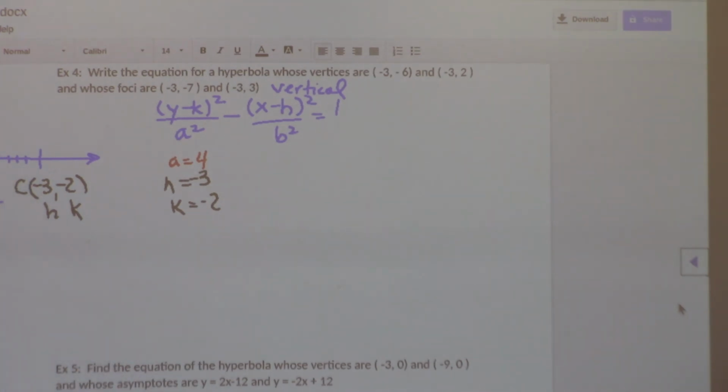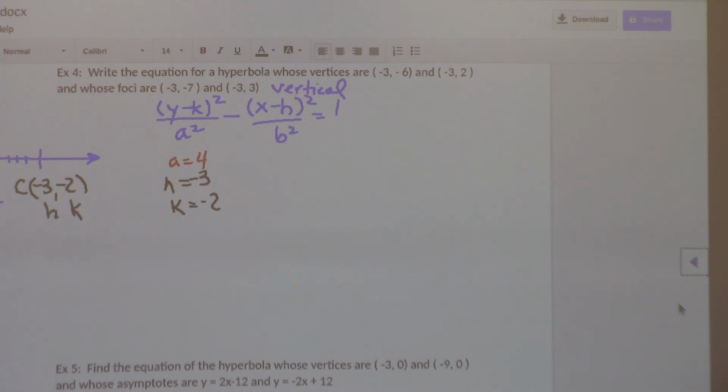Now all I need is b. The foci. Will the foci give me b? No. But what will the foci give me? c. So I'm going to go ahead and graph the foci here. At least one of them. I don't have to graph both. It is at -3, +3. So my focus is right here. So now all I need to know is the distance from that focus to the center. How far is it from 3 to -2? So this is 5 units, which is what? This is c, isn't it?